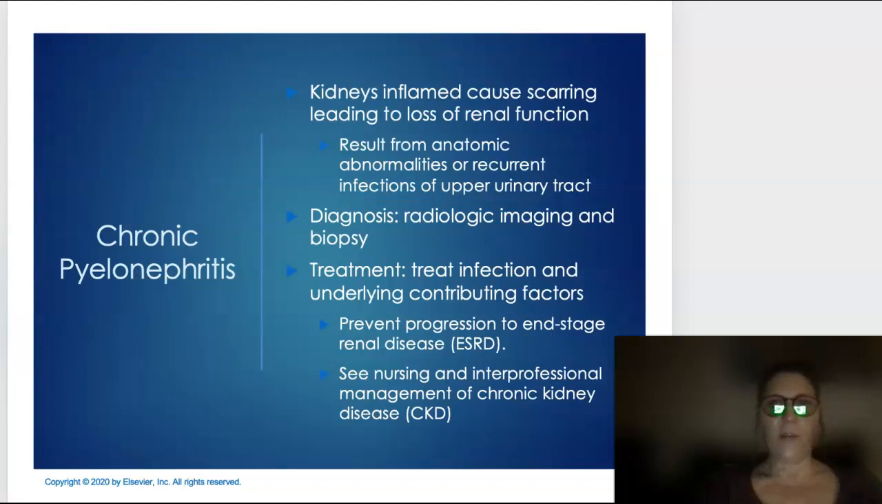For chronic pyelonephritis, this is where the kidneys get inflamed. It causes scarring, leading to loss of renal function. It's a big deal. That's why you really have to educate people about what not to take over the counter. This results from an anatomic abnormality or recurrent infections of the upper urinary tract. The way that we're going to diagnose this is with radiologic imaging and biopsy. The treatment is to treat the infection and the underlying factors, because we want to prevent progression to end-stage renal disease where they end up on dialysis.